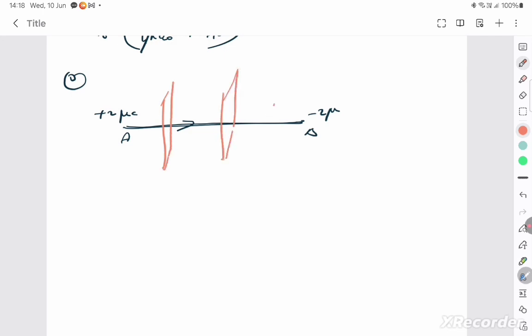This is another equipotential surface. So if you want one equipotential surface, just draw it like this. What is the direction of the electric field at every point on the surface? The electric field and the equipotential surface are perpendicular to each other. So just draw the electric field's directions.